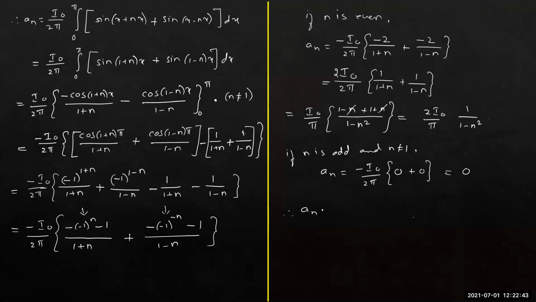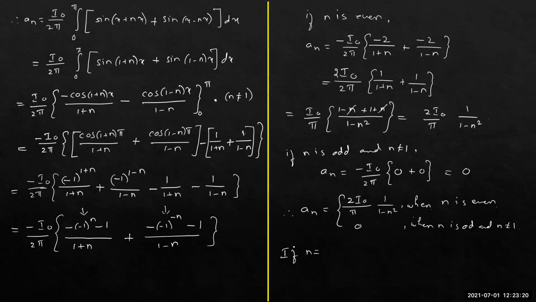Therefore, an is equal to, I'm just writing it like this, 2 I naught by pi into 1 by 1 minus n square when n is even, and it is equal to 0 when n is odd and n is not equal to 1. But then what is a1? What happens when n is equal to 1? If n is equal to 1, let me just write this in the next slide so that we can use it properly.